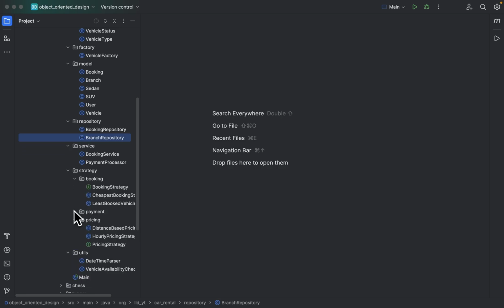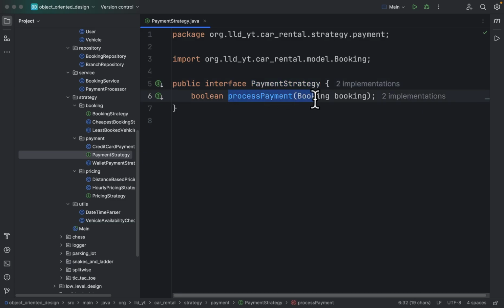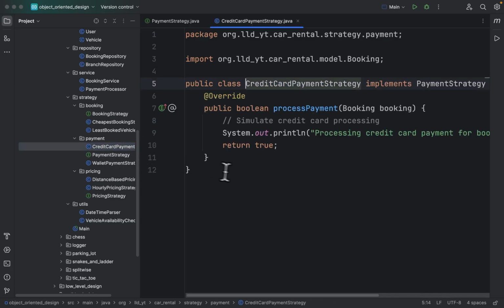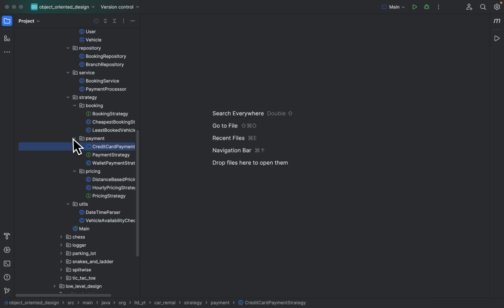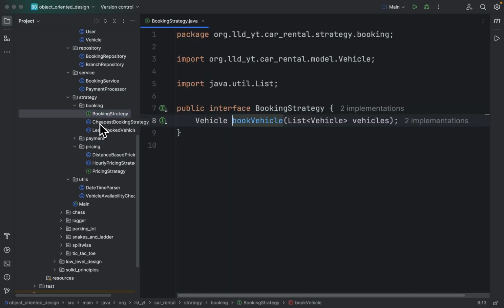Now let's see the strategies first. So this is the payment strategy, and it has this abstract function which will be implemented by each and every concrete strategy. So credit card will have its own function. It will simulate the process, and finally it would return true or false based on the output. If the payment was successful, then it would return true. Now let's talk about the booking strategy.